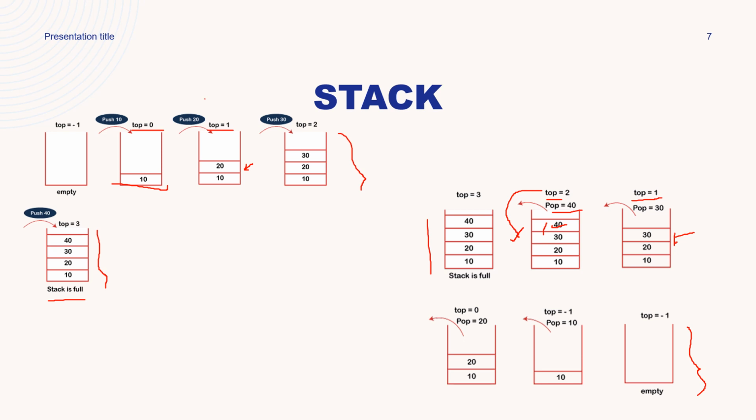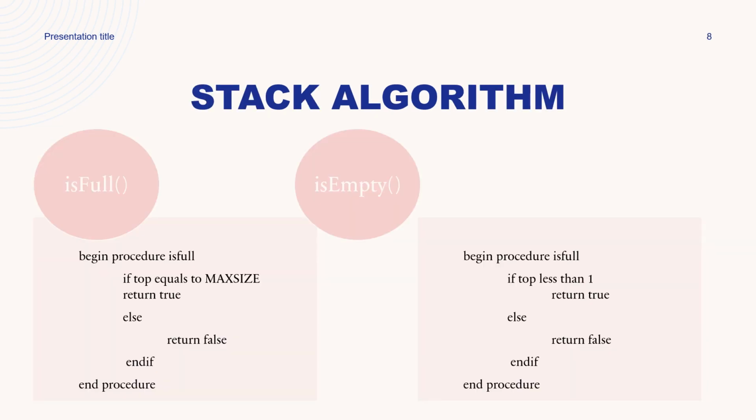Okay, so suppose my stack is empty and I'm still removing elements, then this condition is nothing but the underflow. So these are the stack algorithms. So let's see isFull. As the name suggests, isFull checks whether that particular stack is full or not, meaning whether the top reaches the max size of the stack. If it is true, then it returns true, otherwise it returns false.